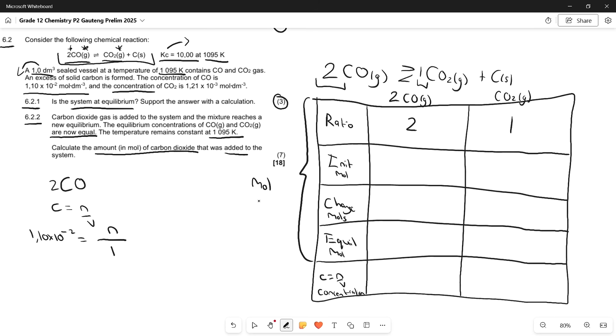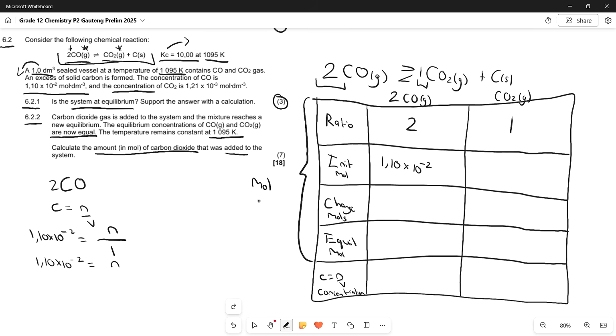And then our N over here is what we're looking for to plug in to our initial moles over there, which means that anything multiplied by 1 is just the same thing, which means our moles are just 1,10 times 10 to the negative 2 for the initial moles now of this new reaction. Because this was at equilibrium, now we're taking this and this is our new initial moles. So we can just go ahead and write that 1,10 times 10 to the negative 2.